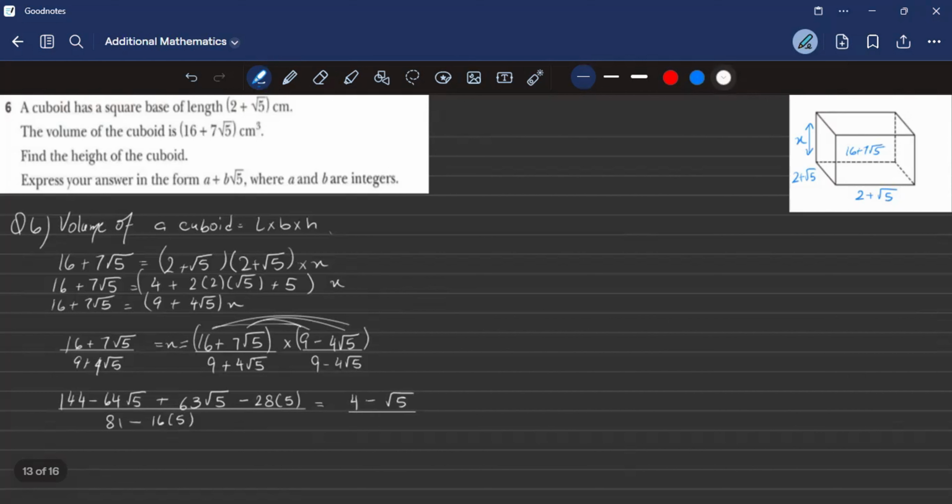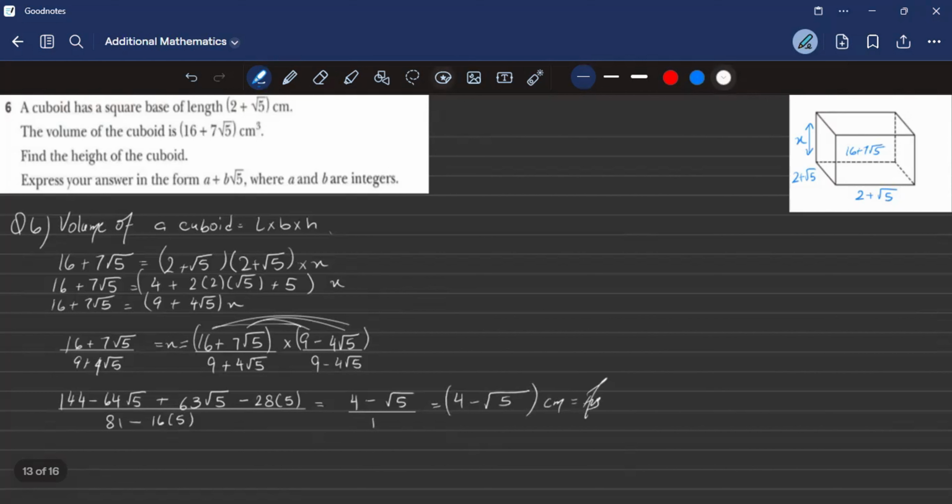So what is 16 multiplied by 5? 16 multiplied by 5 is equal to 80. So what is 81 minus 80? It's equal to 1 itself. So 4 minus under root 5 is your answer for this part. I mean, there were some values which were big in this question, but the thing is they canceled out and gave us a simplistic answer. In fact, 4 minus under root 5 centimeter is your answer.